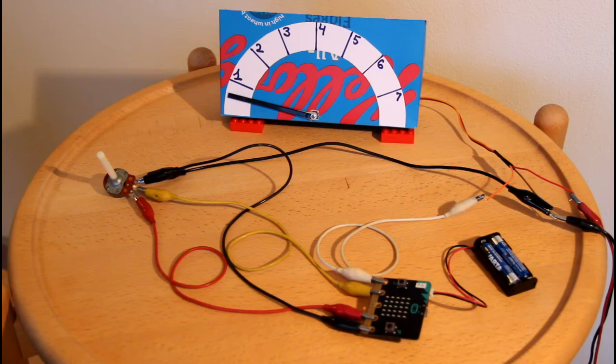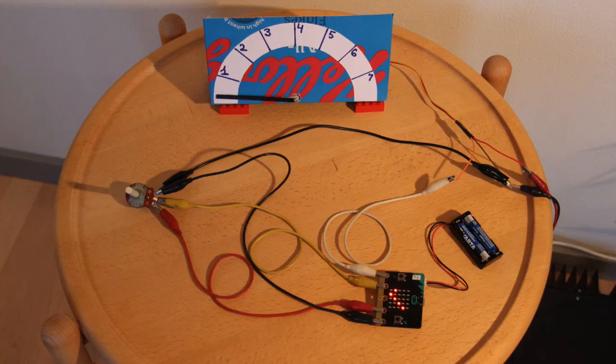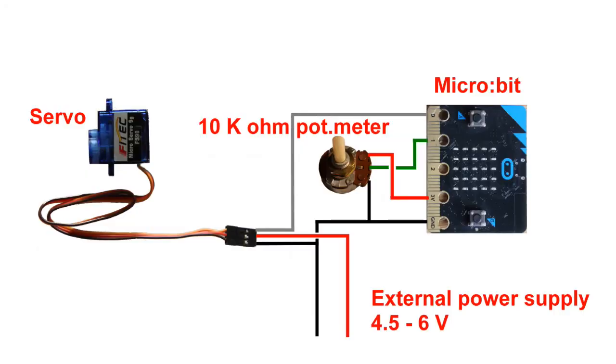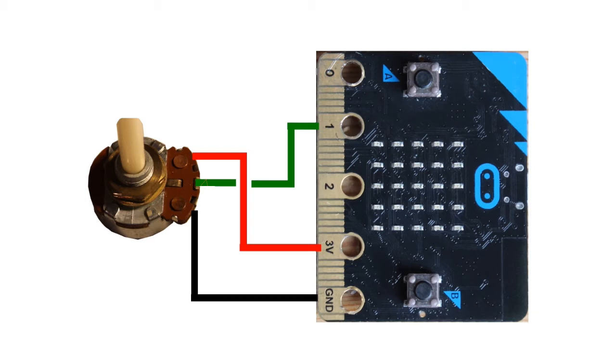The setup looks like this, and the diagram is here. By turning the potentiometer, I can apply a certain voltage to P1. If I turn it all the way to one side, P1 gets 3 volts. And if I turn it all the way to the opposite side, P1 gets 0 volts.